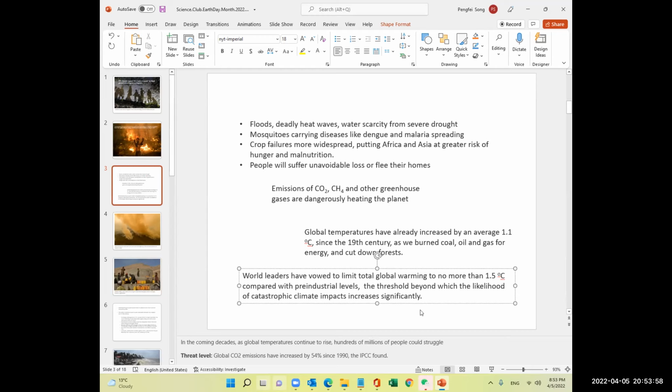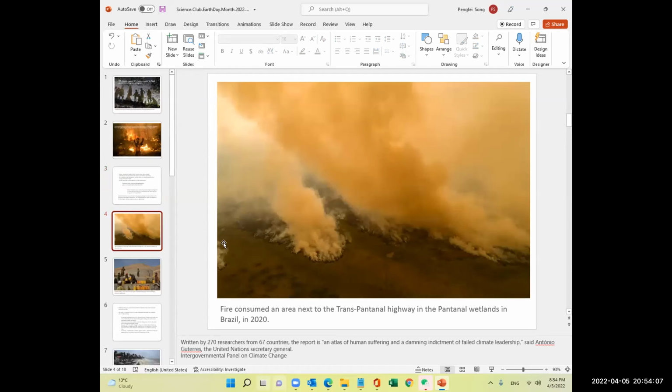And if we do not reach that goal, more catastrophic climate impacts will increase. We see more hurricanes in the past years. Here you're looking at a wildfire that happened in Brazil two years ago. It basically destroyed the Transpantaneira highway in the wetlands. If you think about the wetlands, there's supposedly a lot of water there, like swamps, but there was wildfire.